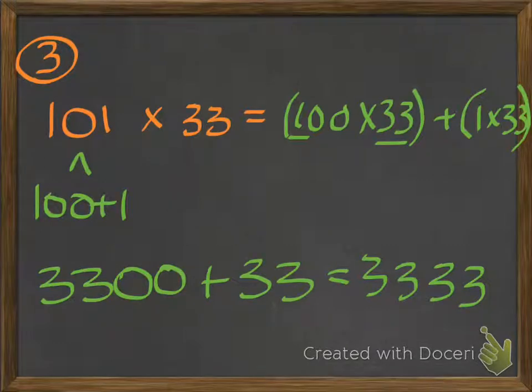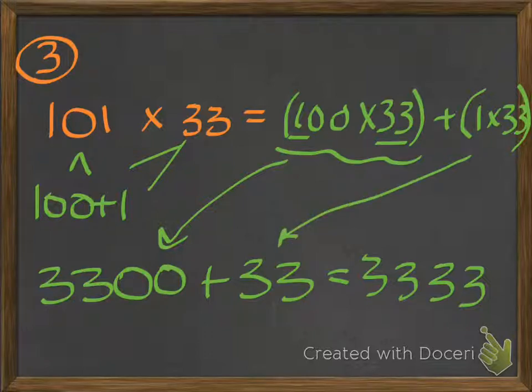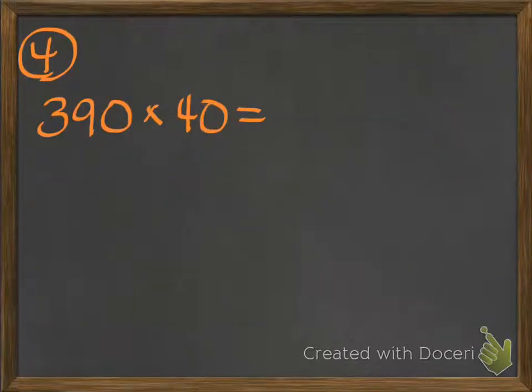Okay, so you should have broken down the 101 into 100 plus 1, and then we're going to multiply 33 times 100 and then 33 times 1. So 100 times 33 equals 3,300, and then 1 times 33 is 33. Add those together and you get 3,333. Try number 4. 390 times 40.